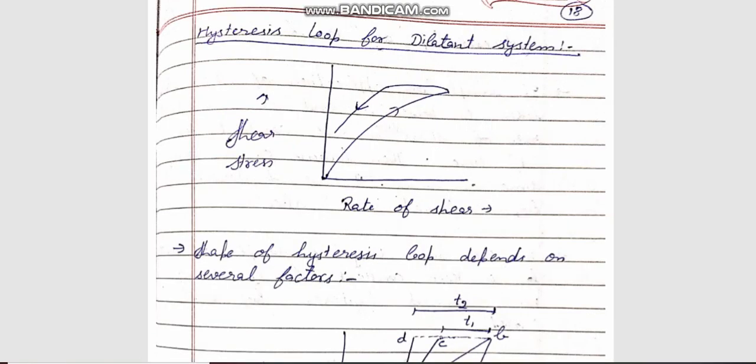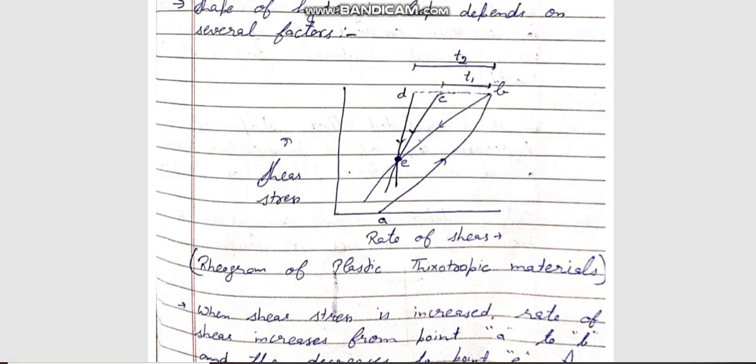Now this is a graph or hysteresis loop for the dilatant system. In the same way, we will make a plot between the shear stress and the rate of shear, and we will plot an up curve as we have done in the case of the dilatant system. Then from this point we will again draw a down curve, and the whole system now will behave like the hysteresis loop for the dilatant system.